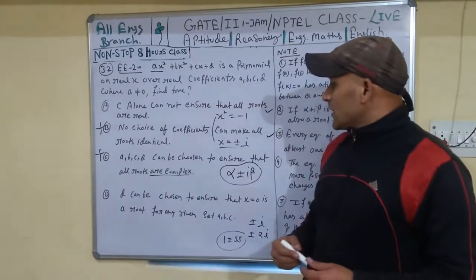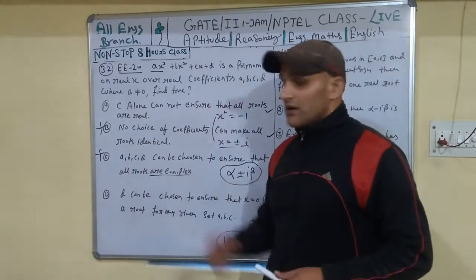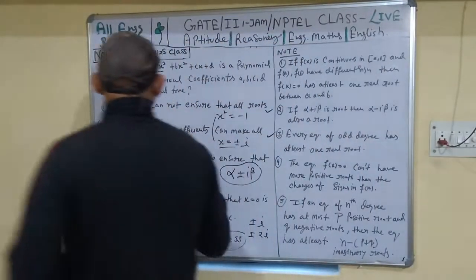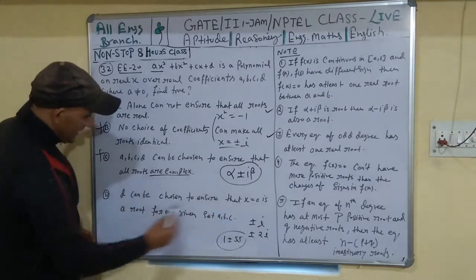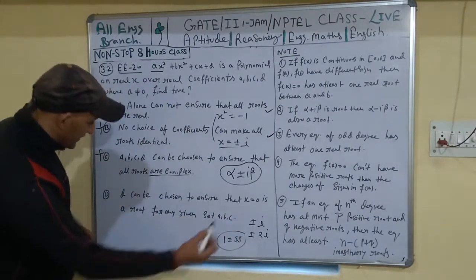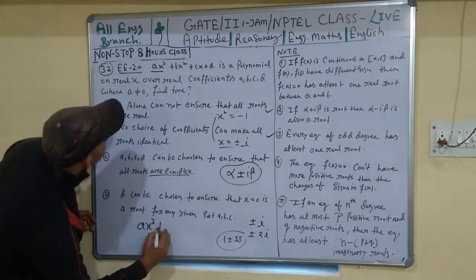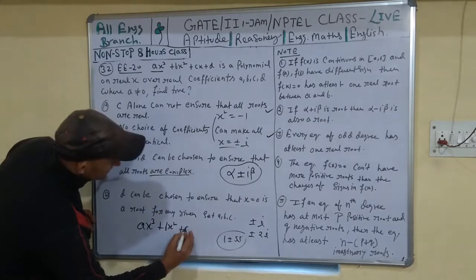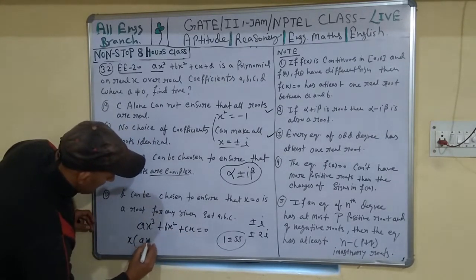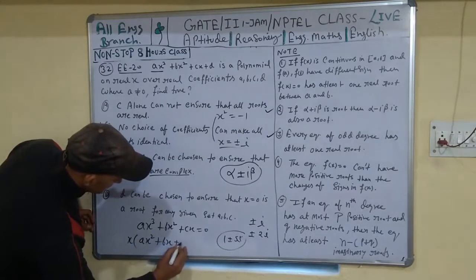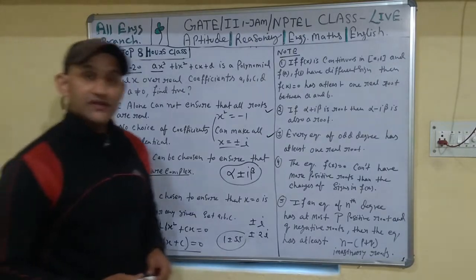Okay, now the third one: C alone cannot ensure that all the roots are real. And the fourth one is: D can be chosen to ensure that x equals 0 is a root for any given set. Suppose D is equal to 0. In this condition you have ax cube plus bx square plus cx equal to 0. Now take x common, so you have ax square plus bx plus c equal to 0. It means that x equals 0 is a root in this condition.